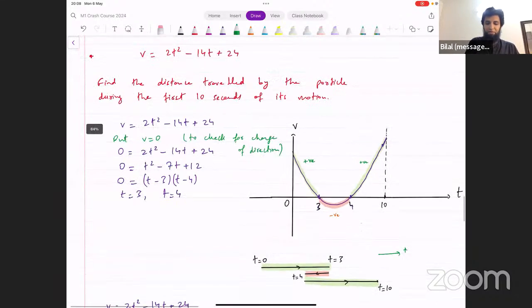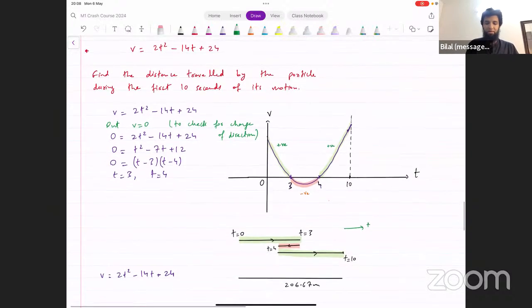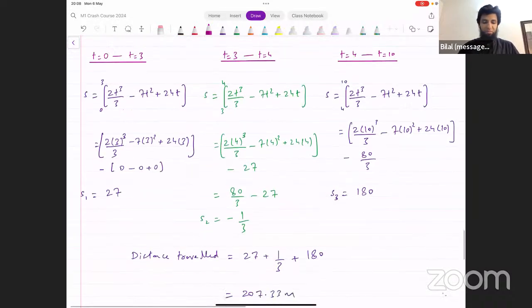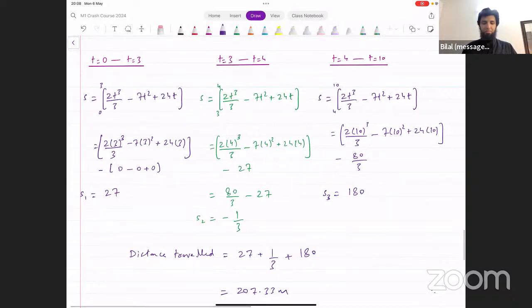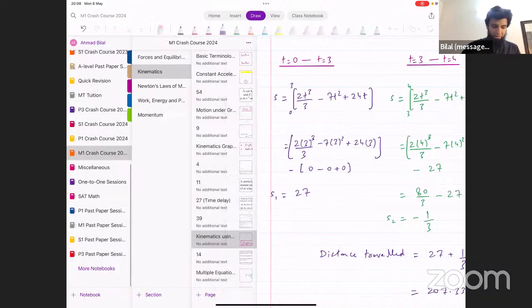So if you have to find distance traveled by this particle in the first 10 seconds of the motion, you first put v equal to 0 to check that v is 0 when time equals 3 or time equals 4. So you can't find distance traveled directly. You'll have to break the journey into 3 parts: 0 to 3, 3 to 4, and then 4 to 10. Find the displacement from each of those parts separately, make them positive, and then add them up together for finding distance traveled. Okay? Yes, that's an important thing that you need to remember. Now let me go back to that question.